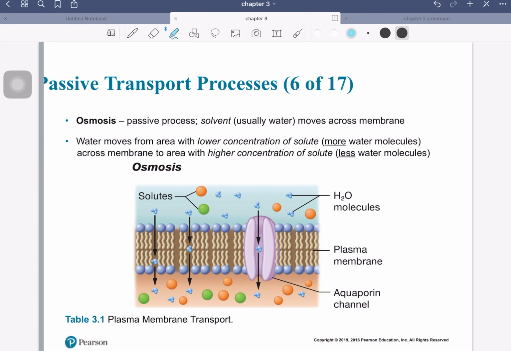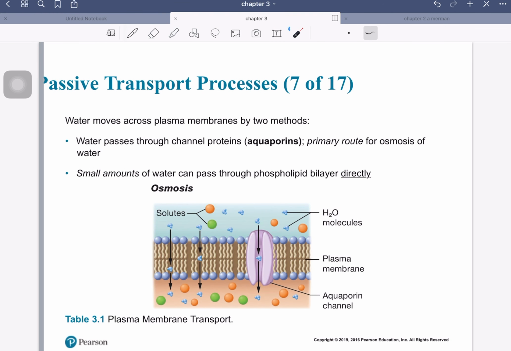Okay, and let's go back to the original slide we're looking at. So let's remind ourselves. So osmosis, it's a passive process. The solvent, which is usually water, moves across a membrane. And we should also point out, typically we're looking at a semi-permeable membrane, which means not everything can cross. And the way I like to think of it is water moves from an area where there is more water molecules proportionally across a membrane to an area where there is less water molecules when I look at the total percentage of molecules on either side.